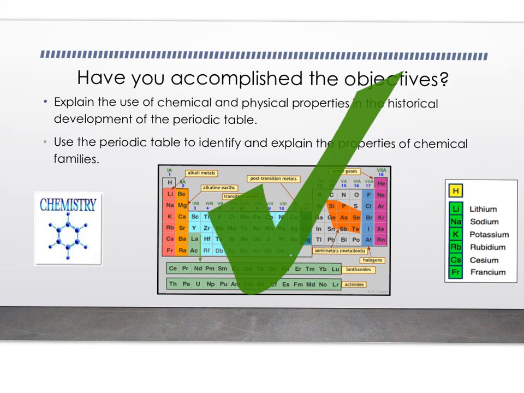All right, so are you able to explain the use of chemical and physical properties in the historical development of the periodic table? And are you able to use the periodic table to identify and explain the properties of chemical families? If you're not able to answer these questions, then you need to rewatch the video or ask questions during the lecture. We're also going to practice everything that we've talked about. We're going to be labeling a periodic table, and then we're going to be working some problems, identifying valence electrons, charges, location on the periodic table, and using that information going into the periodic trends in the next lecture that you watch.